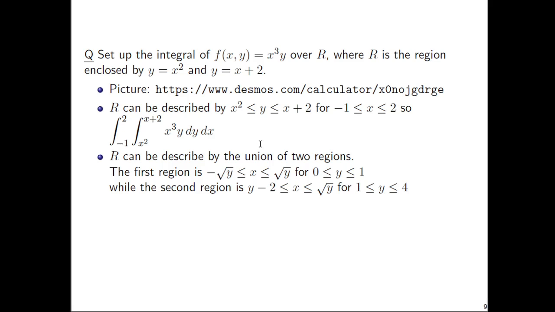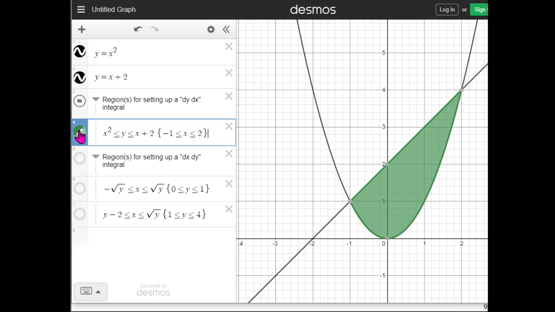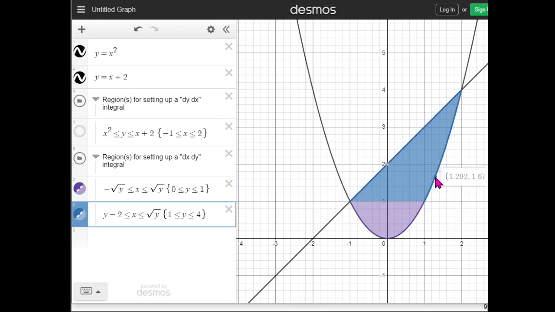R can be described by the union of two regions. Look at this region that's shaded green here. Instead, we could create this as two separate regions. See here that there's this region down here, this purple region, but you see that this purple region is bound on the right by the parabola and on the left by the parabola, and then all of a sudden that changes. In this blue region, it's bound on the right by the parabola and on the left by the line. So we have to be a little more careful, yeah?